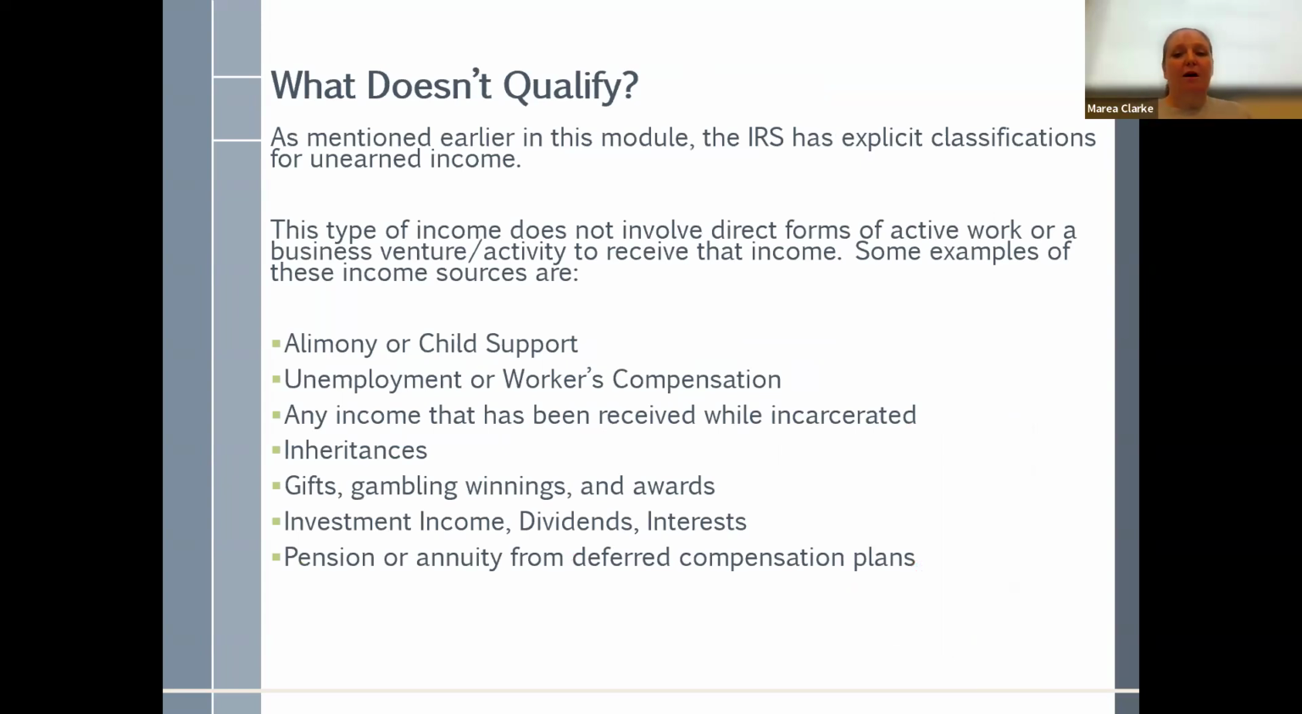These other types of income also don't qualify, such as alimony or child support, unemployment or workers' comp, inheritance, gifts or gambling, investment income, or pensions or annuities, right? So we're really generally looking for wages, or we're looking for somebody that has their own business.